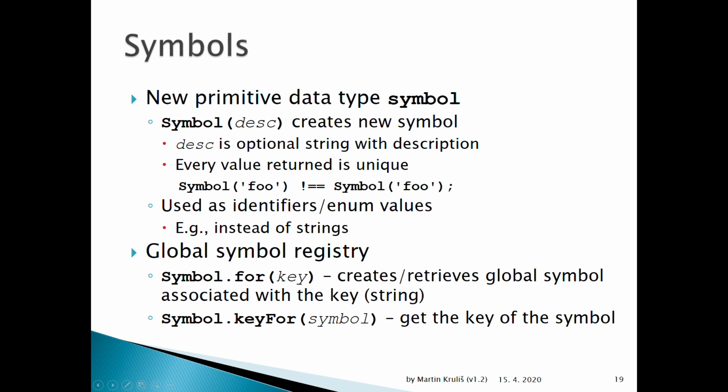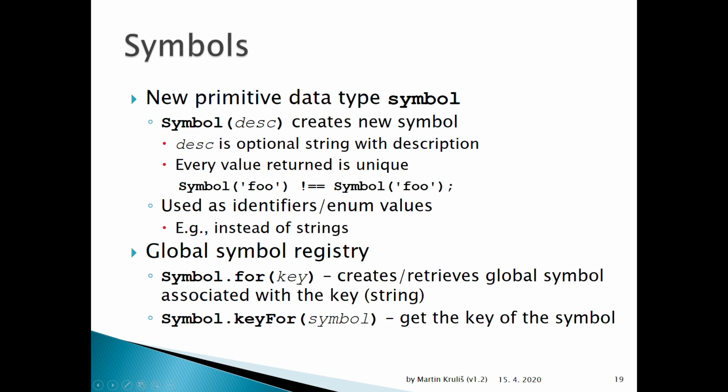Actually, this is a function, it's not a constructor. And optionally, it can get a string description, but it's just a description for, let's say, better identifying what kind of symbol this is. However, the Symbol call always yields a completely unique value. So if you call Symbol twice, even with the same description string, it will yield two different symbols, so they are not equal.